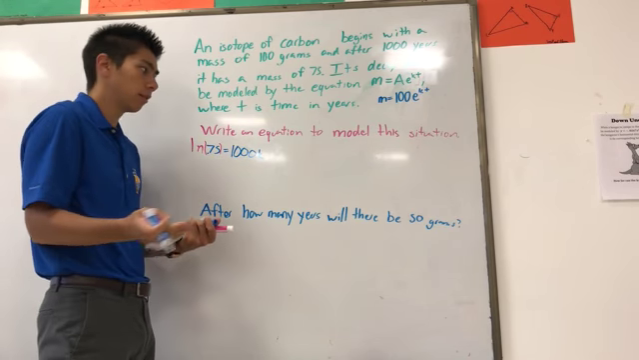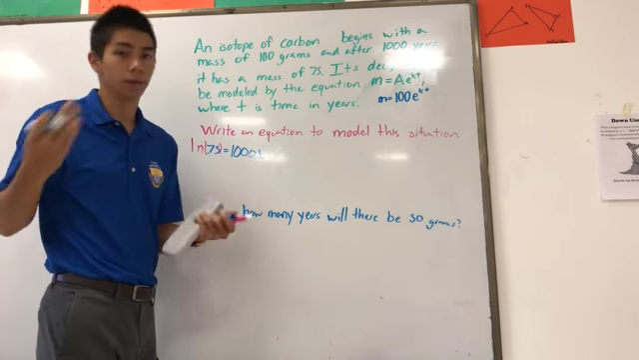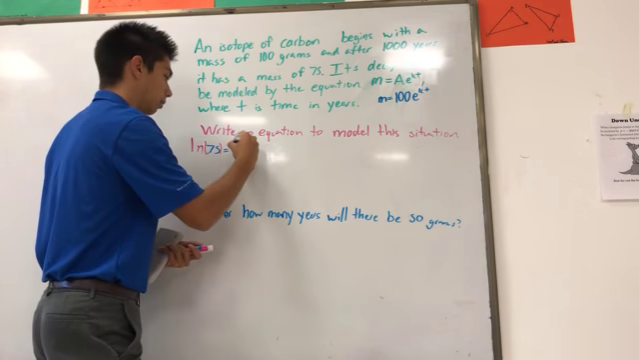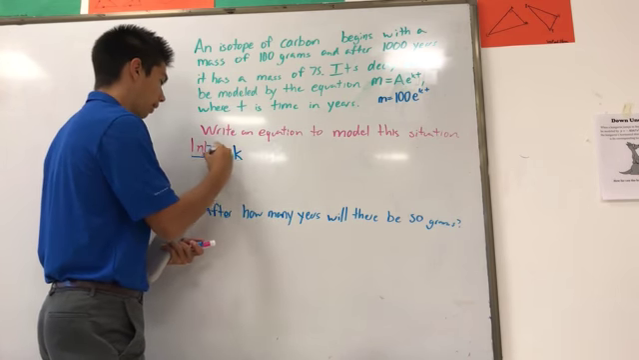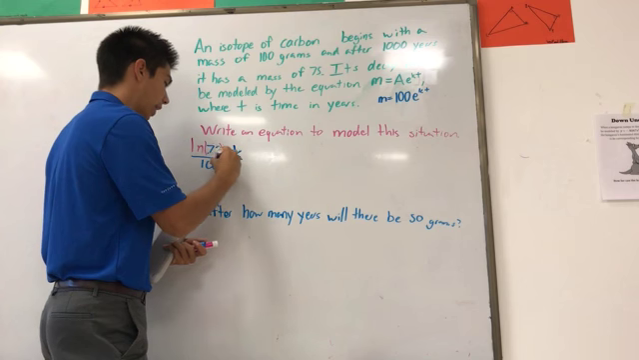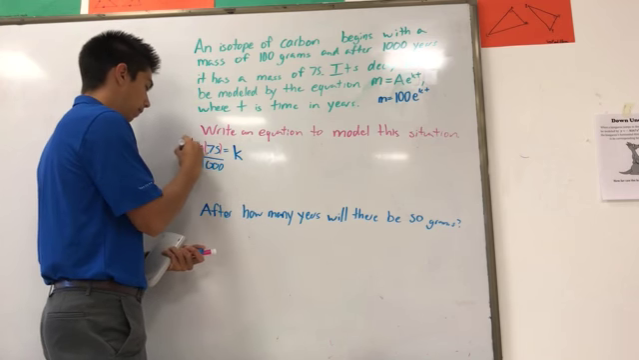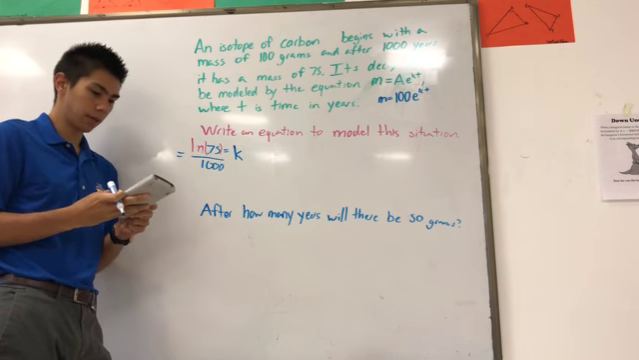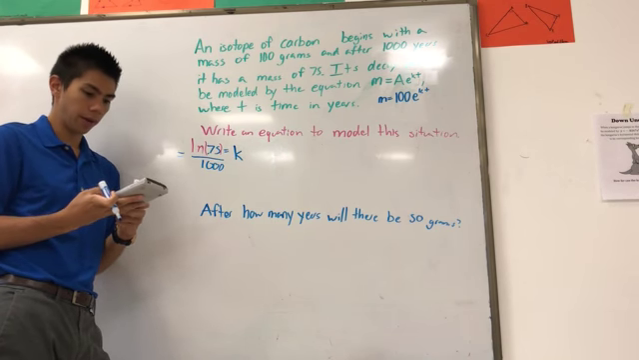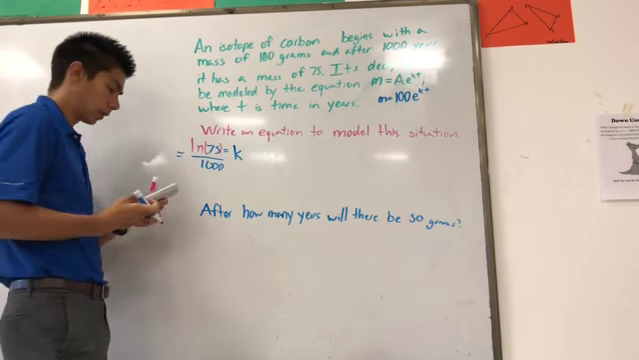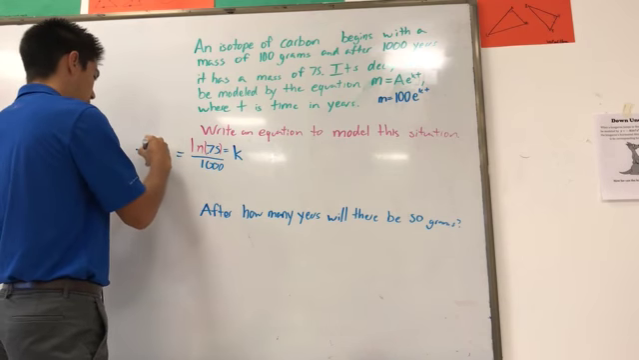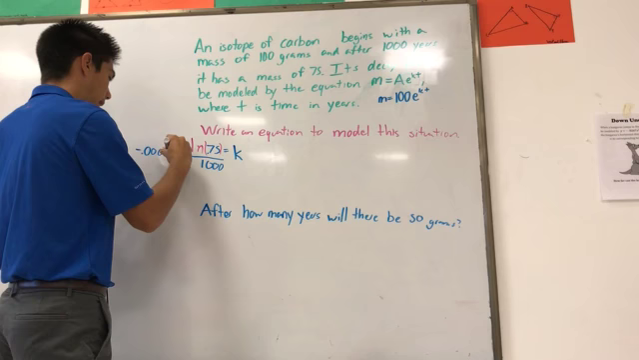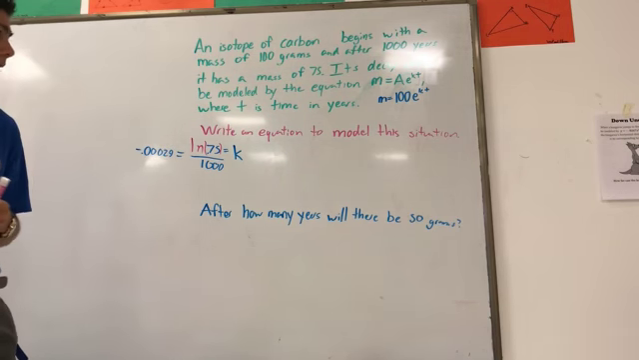We're trying to get k by itself, so since it's 1,000 times k, we're just going to divide by 1,000. Okay, so I'm going to divide both sides by 1,000. I'm going to rewrite my k here. So this ln of 0.75 over 1,000 equals k. If you put that into your calculator, ln of 0.75 divided by 1,000, that is negative 0.00029. Okay, so that is my k.